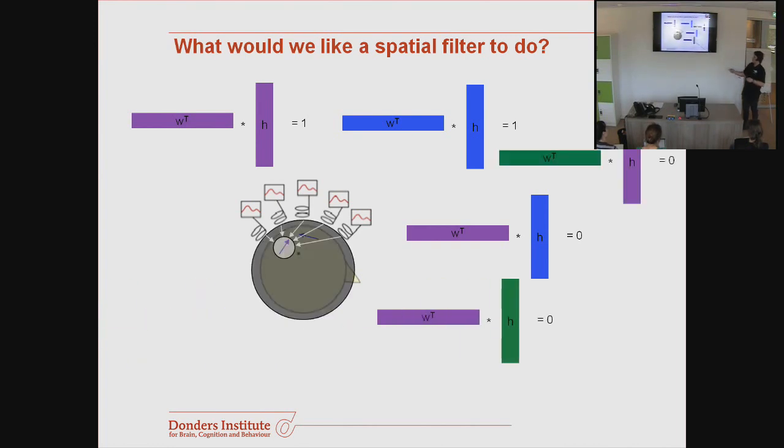And you want this for all possible combinations. So you want to zoom in on the purple source, blocking out, so the rest should be 0, and at the same time you block out all other interfering sources. So you make a beam, you zoom in.